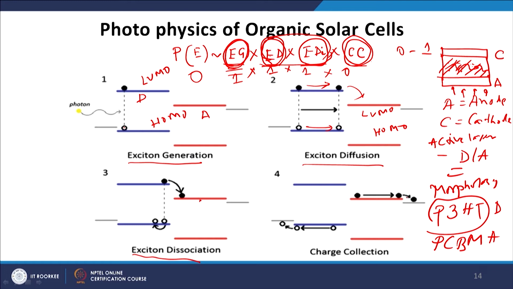So, the next thing is that these electrons will be injected into the metal electrode and the hole will be injected into the other metal electrode, and this whole circuit will be completed. That is why it is called charge collection. All these 4 processes have to happen simultaneously and very rapidly to get a current in the outside circuit.